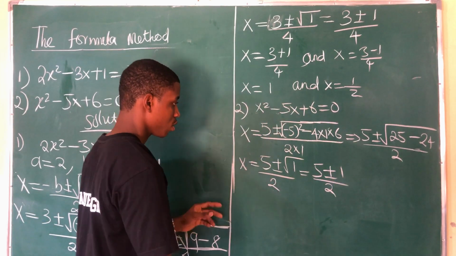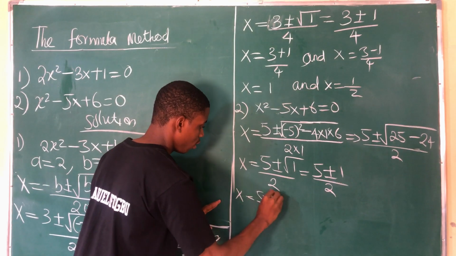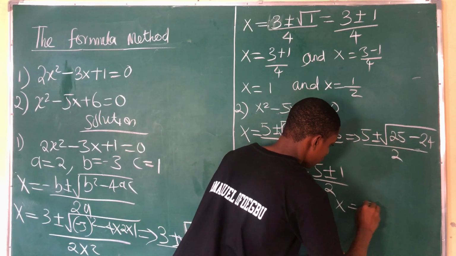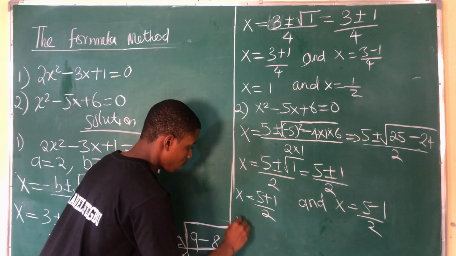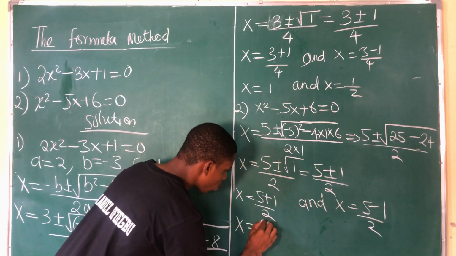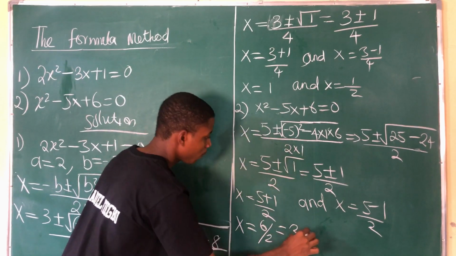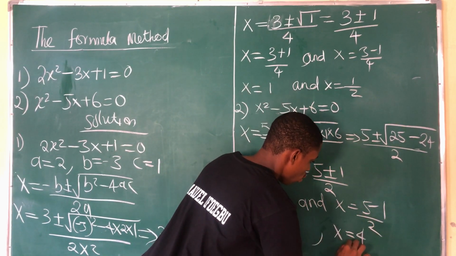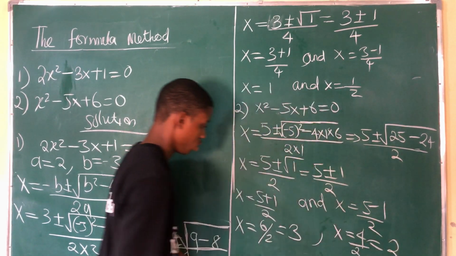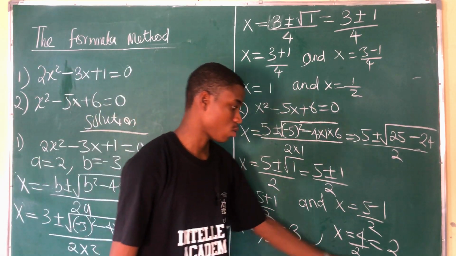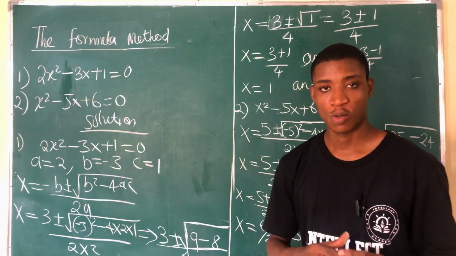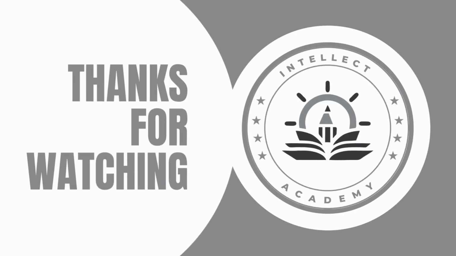So therefore we have two equations. x is equal to 5 plus 1 over 2, and x is equal to 5 minus 1 over 2. So we have 5 plus 1 is 6, and 6 over 2 is 3. And we have x as 5 minus 1 is 4, and 4 over 2 is 2. So therefore we have x is equal to 3 and x is equal to 2. So these are the concept of the formula method as one of the methods of solving a quadratic equation.